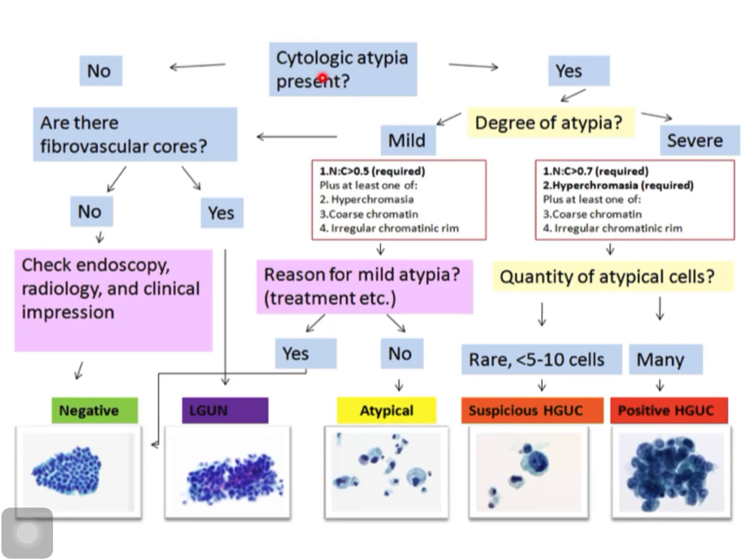Now, if the cytologic atypia is not present, we should look for fibrovascular cores. If fibrovascular cores are seen, then we can consider it under low-grade urothelial neoplasm. If fibrovascular cores are not seen, we should look for other diagnostic modalities like endoscopy, radiology, and clinical impression, and we can give it as negative for high-grade urothelial neoplasm. This is the summary of reporting a urine cytology based on the newly introduced Paris System of reporting urine cytology.